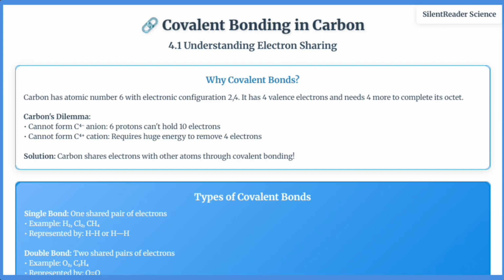In single covalent bonds, one pair of electrons is shared, as in hydrogen molecule H2. In double bonds, 2 pairs are shared, as in oxygen O2. In triple bonds, 3 pairs are shared, as in nitrogen N2. Methane CH4 shows how carbon shares its 4 valence electrons with 4 hydrogen atoms, with each bond being a single covalent bond. This sharing allows all atoms to attain noble gas configuration.